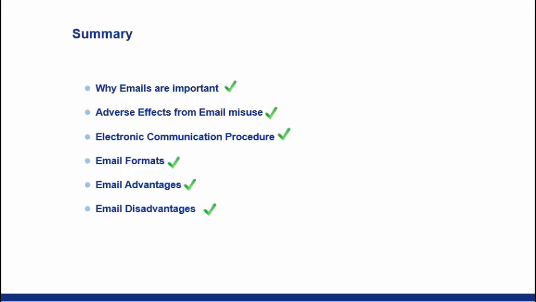Let's have a review of the issues we have discussed in this introductory module. We have mentioned the reasons we need more efficient emails. We referred to possible negative effects brought about by the misuse of email. We analyzed the process that occurs when sending and receiving an email. We met the types of emails available, and finally, we analyzed the advantages and disadvantages that exist in electronic written communication.